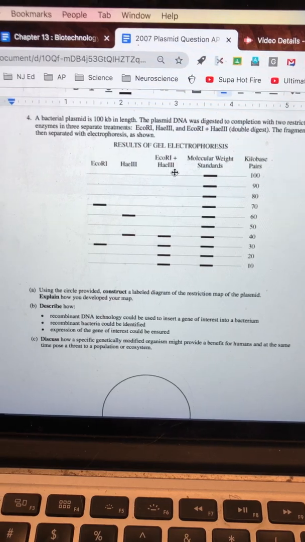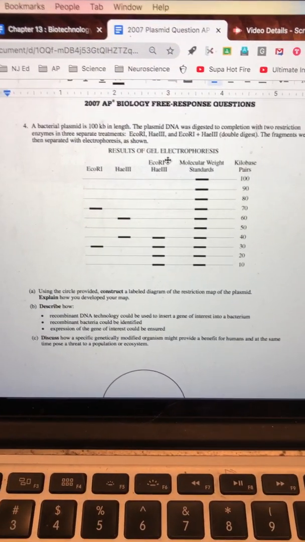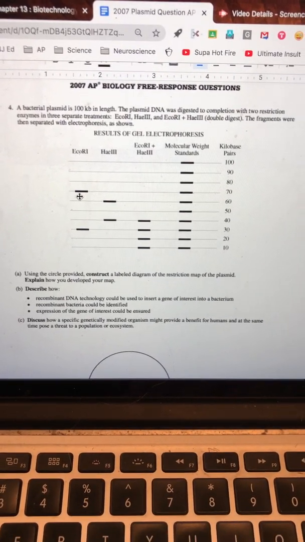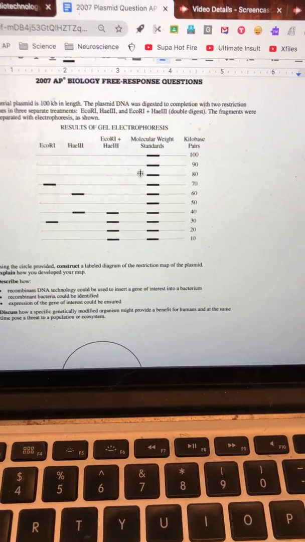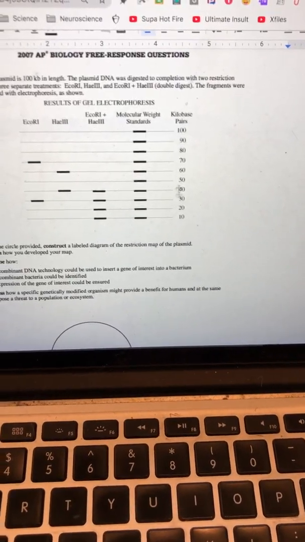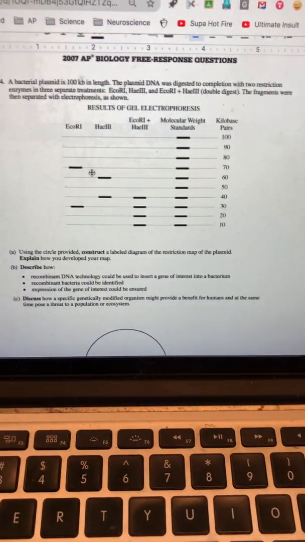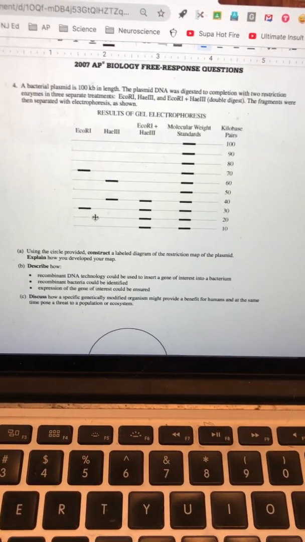So the student is told here that the plasmid is 100 kb. That means 100 kilobases or 100,000 bases. When it is cut with the enzyme EcoR1, it produces two pieces. So that must mean that there's two restriction sites for EcoR1, and we have a marker lane here. They call it the molecular weight standard. It's the marker lane, right? And they're fragments of known sizes. So when we digest this plasmid with EcoR1, we get one piece that's 70,000 bases long, that's 70 kb, and we get a second piece that's 30 kb.